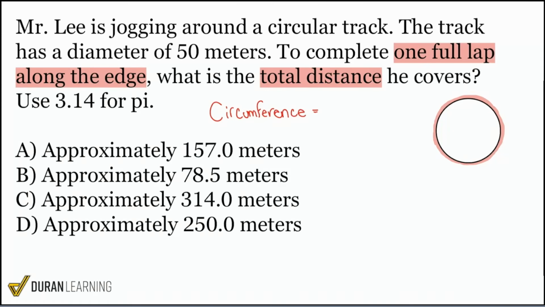Let's understand what information we're given so we can see which formula we might actually use. Mr. Lee is jogging around a circular track. The track has a diameter of 50 meters. Diameter, that's a very specific word I want to highlight, and it says 50 meters.